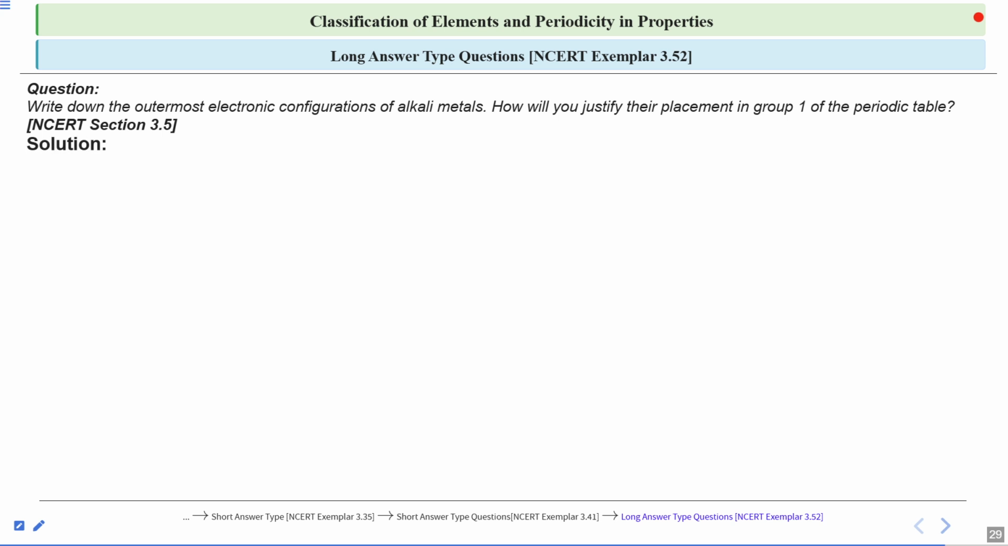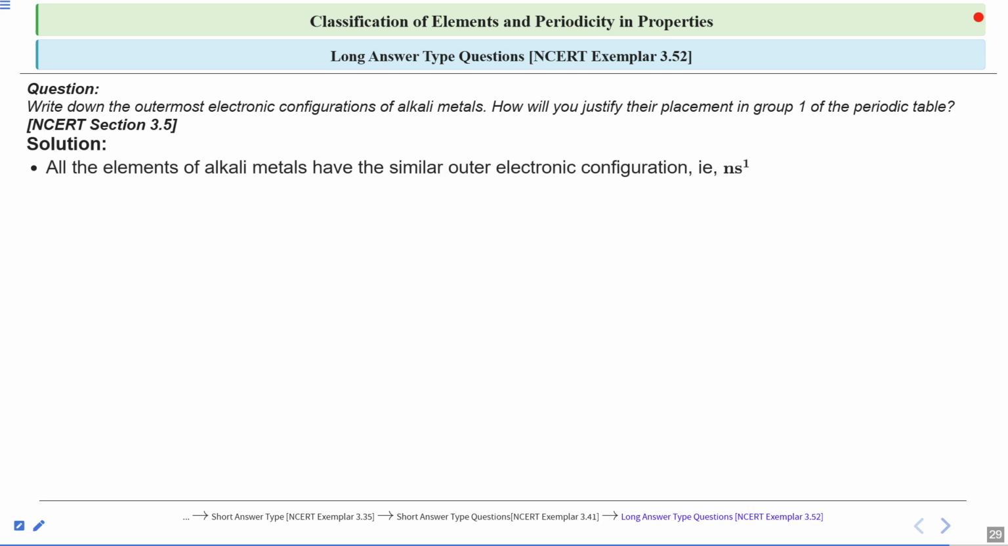Now, being that said, what can we write about the outermost electronic configuration? They all have a similar outer electronic configuration, which is ns1. And what is n referring to here? n is referring to the principal shell. Now, if you know the value of n, can you predict the period number?